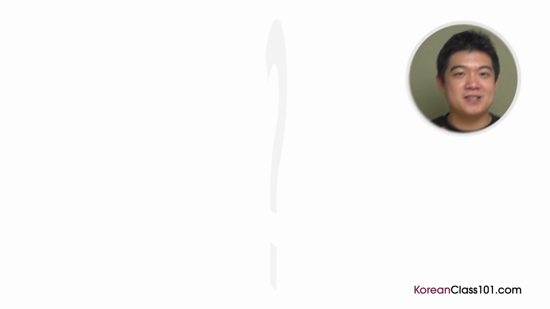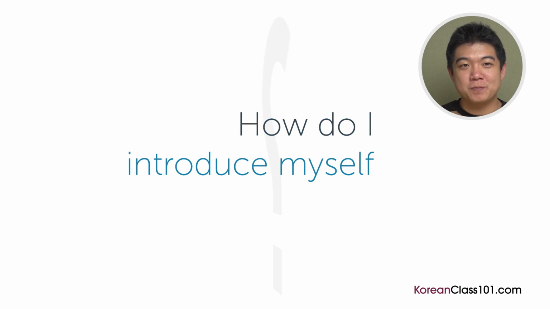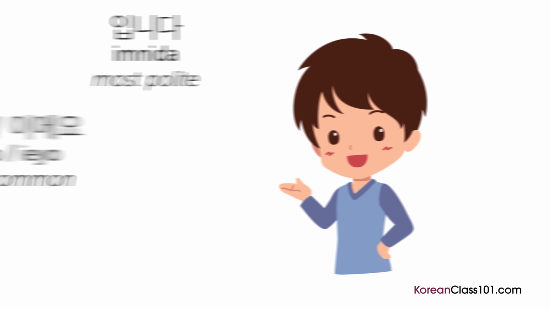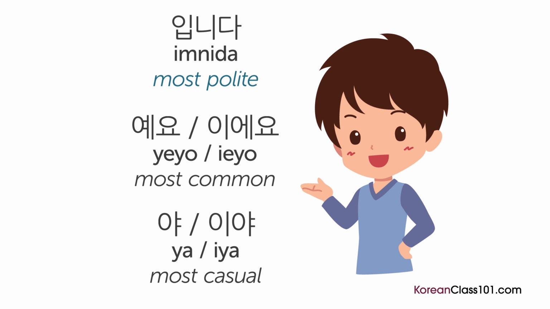The question for this lesson is, how do I introduce myself in Korean? You can introduce yourself in 3 different ways in Korean. The most polite version, which ends in 입니다. The most common one, which ends in 예요 or 이에요. And the most casual version, which ends in 야 or 이야.